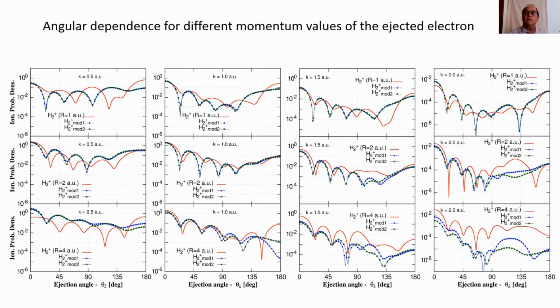We represent the same thing for more cases, for momentum 0.5, 1, 1.5, and 2, and for the three studied internuclear distances. Beside the fact that we observe that for backward scattering there is a larger molecular effect, we can observe here that for large momenta, also in forward scattering, these minima are much deeper for the molecule than for the atom.